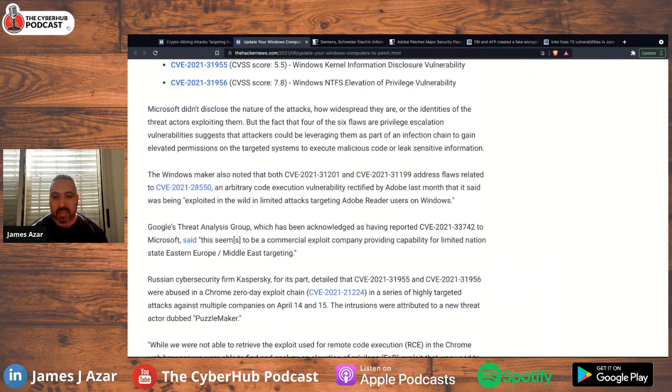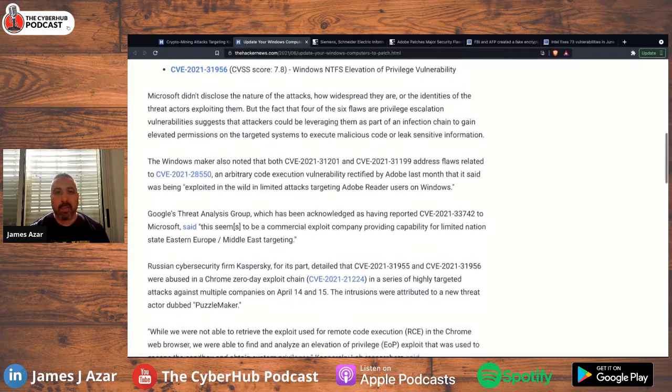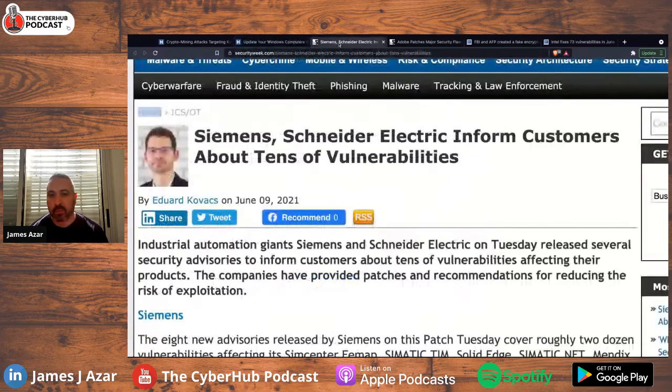Kaspersky, for its part, detailed that CVE-2021-31955 and 31956 were abused in a Chrome zero-day exploit chain, CVE-2021-21224, in a series of highly targeted attacks against multiple companies in April of this year. The intrusions were attributed to a new threat actor dubbed PuzzleMaker. So go and make sure you patch your systems up as well.